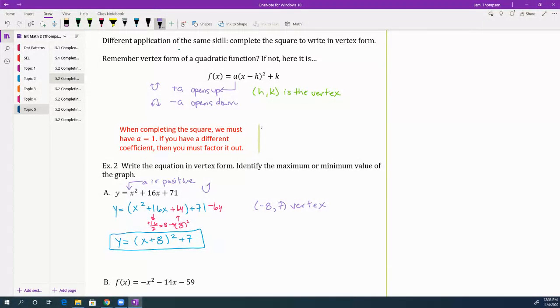Since A is positive, I know that this opens up. My vertex then is at the bottom of my parabola, therefore I have a minimum. Any maximum or minimum value, we're always talking about the y value of the vertex. So the y value of the vertex is 7, therefore I have a minimum value of 7. And that answers the second part of the question.